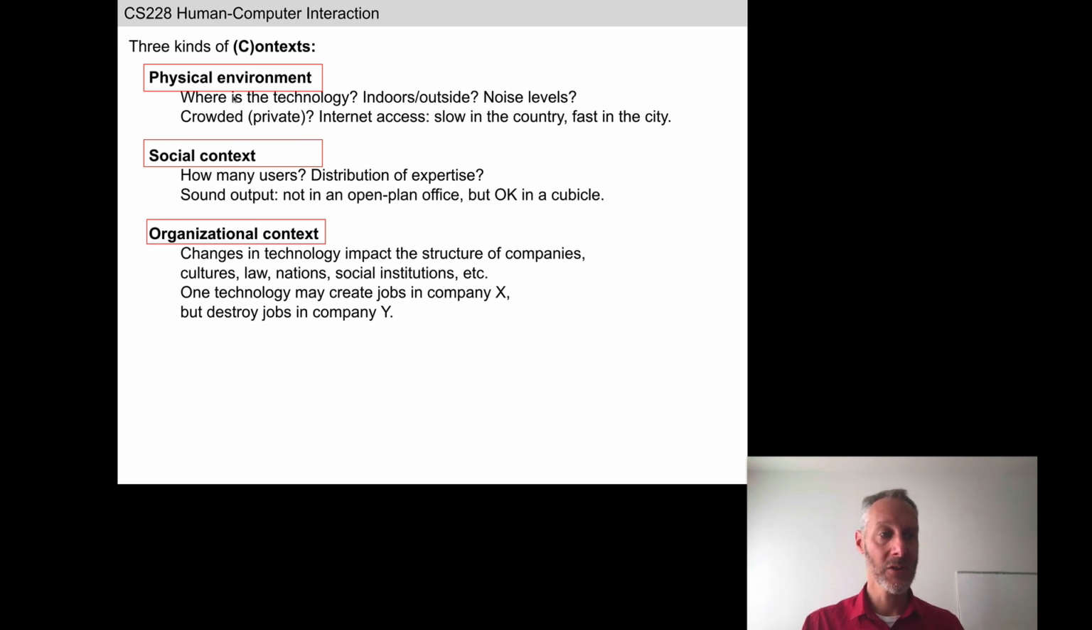So physical context, where is the technology? Where is the person? Is this an activity that's going to be carried out indoors and outdoors? Is there going to be background noise levels? Is someone going to be using this technology in a crowded space, in which case privacy maybe matters? Are they going to be carrying out this activity in the country or in an urban setting, which obviously might impact Wi-Fi, which usually impacts other aspects of the technology? What are some other kinds of physical context that might influence your thinking about technological design not mentioned here?